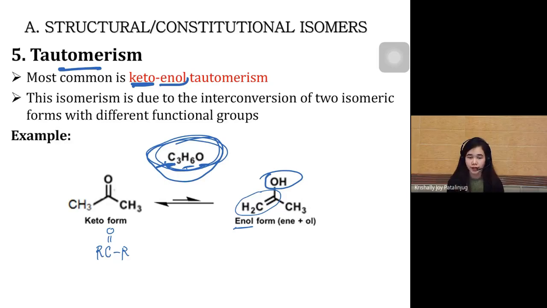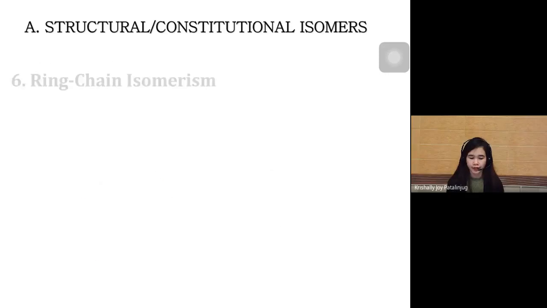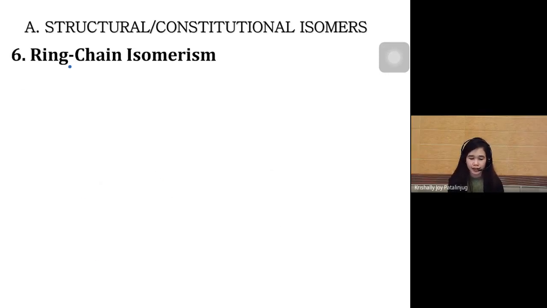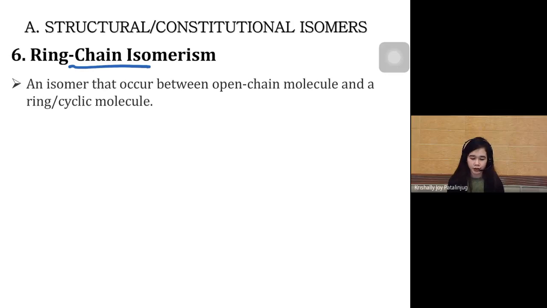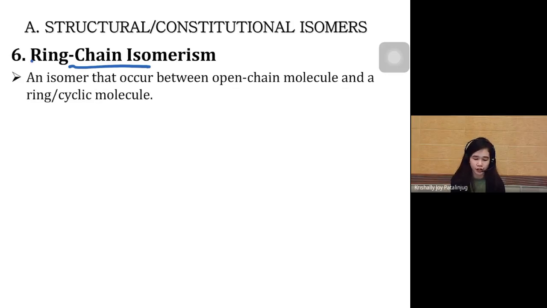Ang specific type of isomerism for that is tautomerism. Again, this is specific to ketone and enol. Okay, so yan yung sabi ko kanina, ang metamerism, tautomerism, and ring chain, limited lang siya sa mga specific molecules. And lastly, ring chain isomerism. Ring chain isomerism naman, from the term itself, ring, meaning a cyclic molecule, and a chain molecule, meaning an open chain molecule. So, pair up na siya.